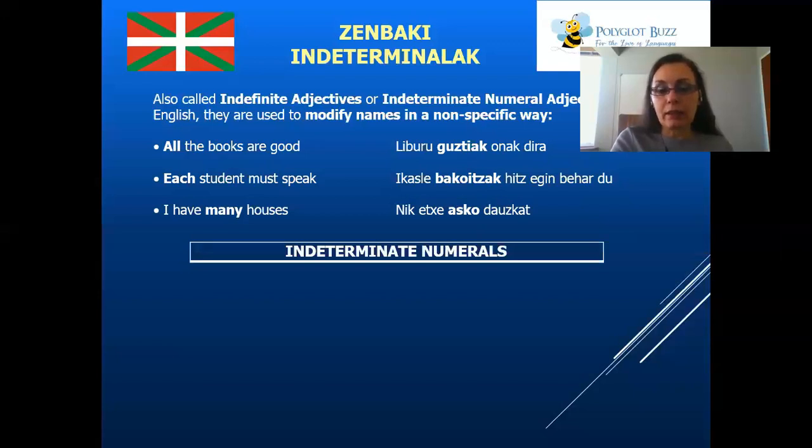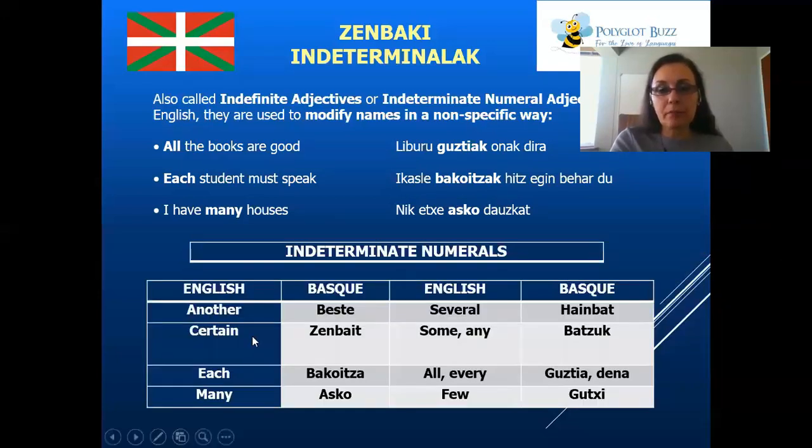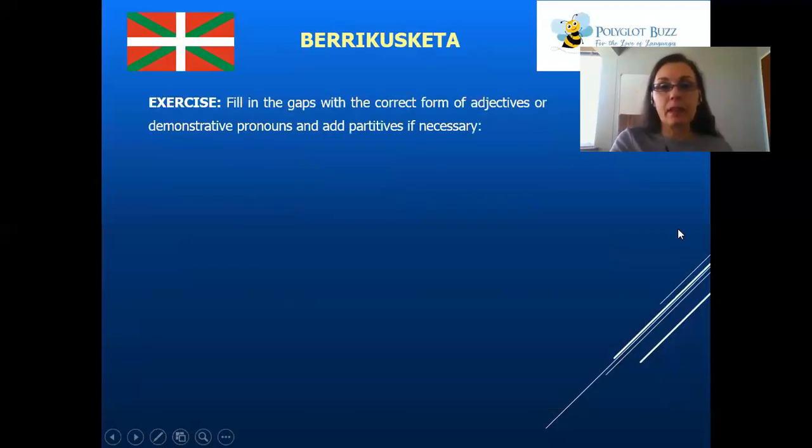So what are the indeterminate numerals? Another, beste, certain, zenbait, each, bakoitza, many, asko, several, hainbat, some or any, batzuk, all or every, guztia, dena, few or some, gutxi. Okay? Those are vocabulary words that you can use, and we use them all the time, just like in English.